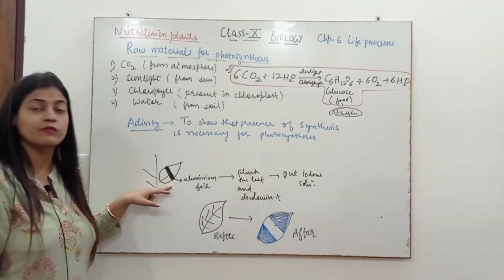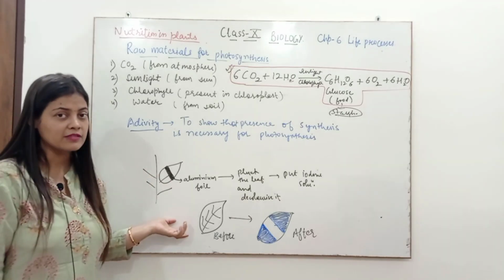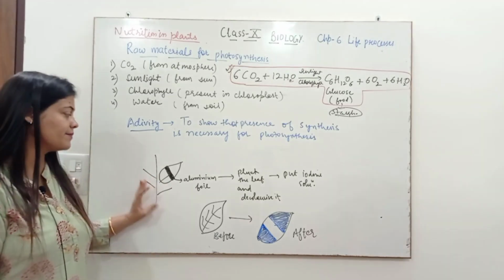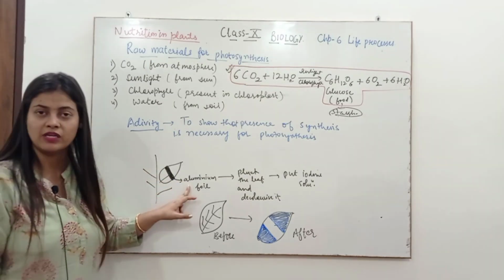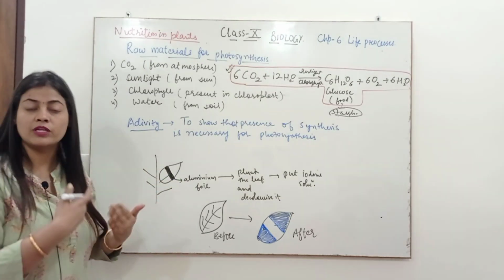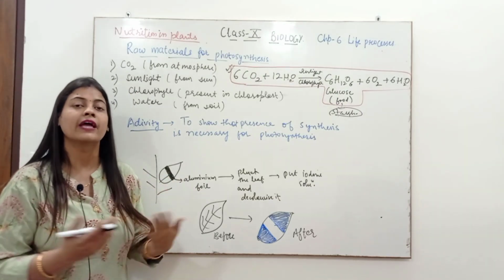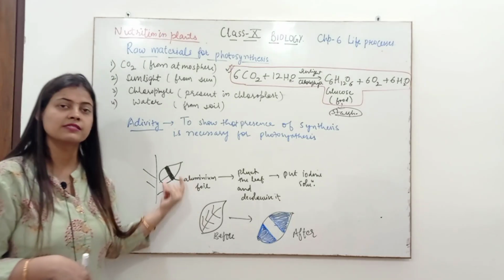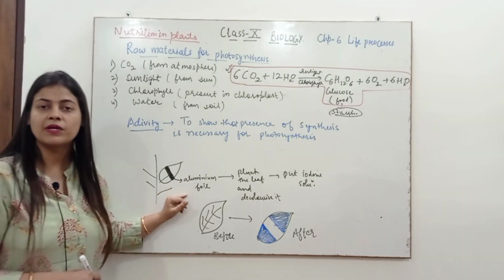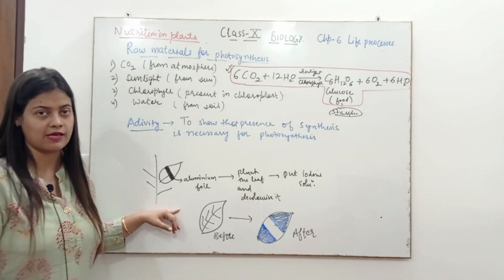But before that, we will take a leaf, without plucking it, so it remains attached to the plant, and cover some of the portion from the middle with aluminium foil. Wrap the foil tightly so that it cannot come in contact with the environment or atmosphere, so this portion will not get any sunlight. Then keep it in sunlight for around 4 to 6 hours.